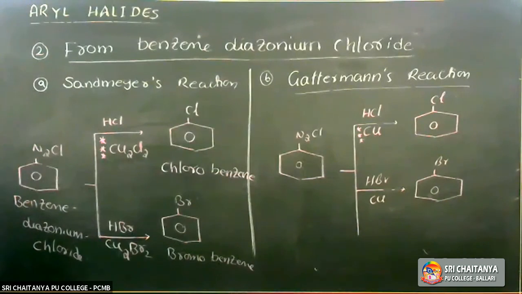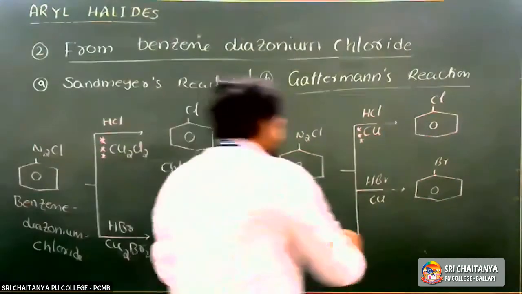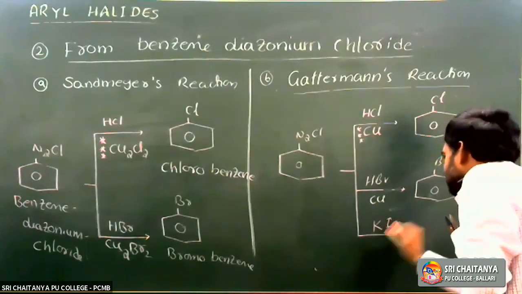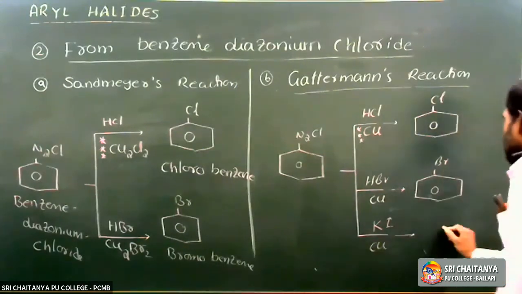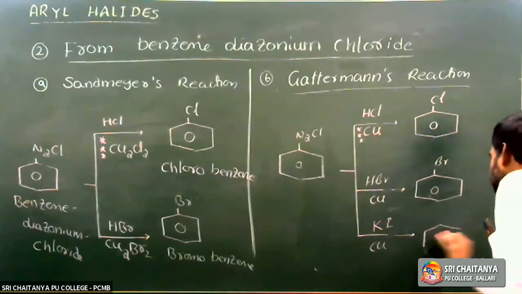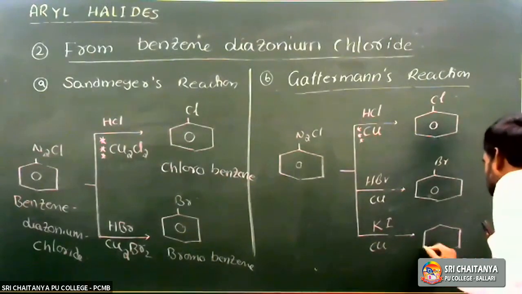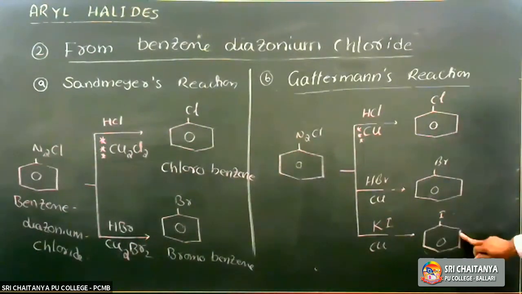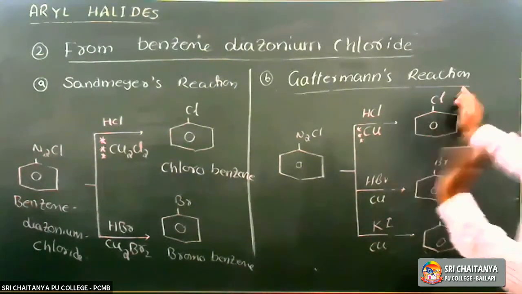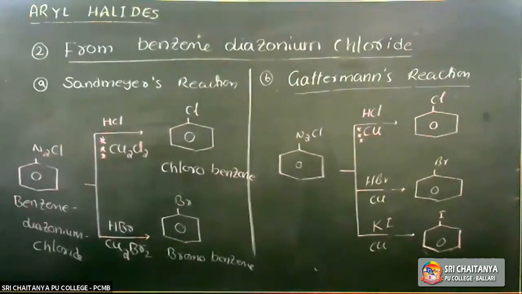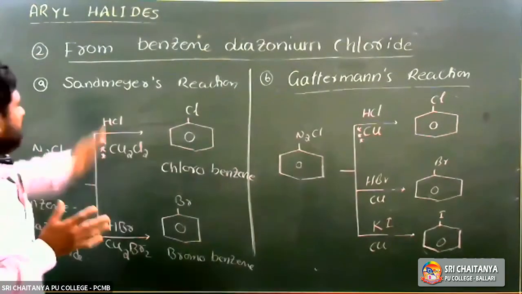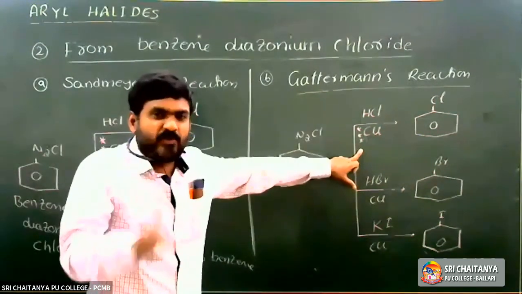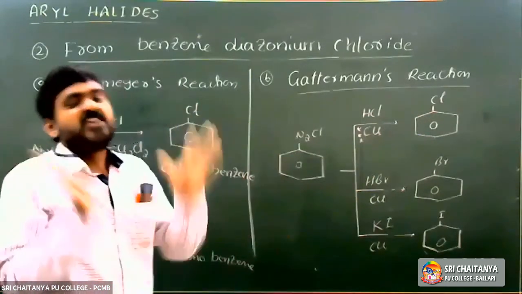So how is iodobenzene prepared? Iodobenzene, last one, 1 minute. It is treated with potassium iodide in presence of copper. So iodobenzene is obtained. So it is a Gattermann reaction, it is a Sandmeyer reaction. Both the reactions are very important, and the difference is also important. In a Sandmeyer reaction, we use cuprous chloride, whereas in Gattermann reaction, if you use the copper powder, it is called Gattermann reaction. That is the difference.